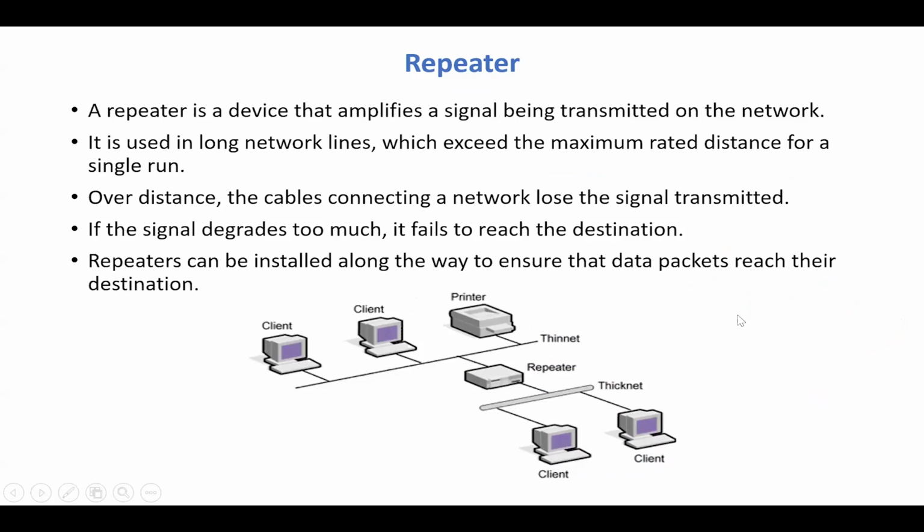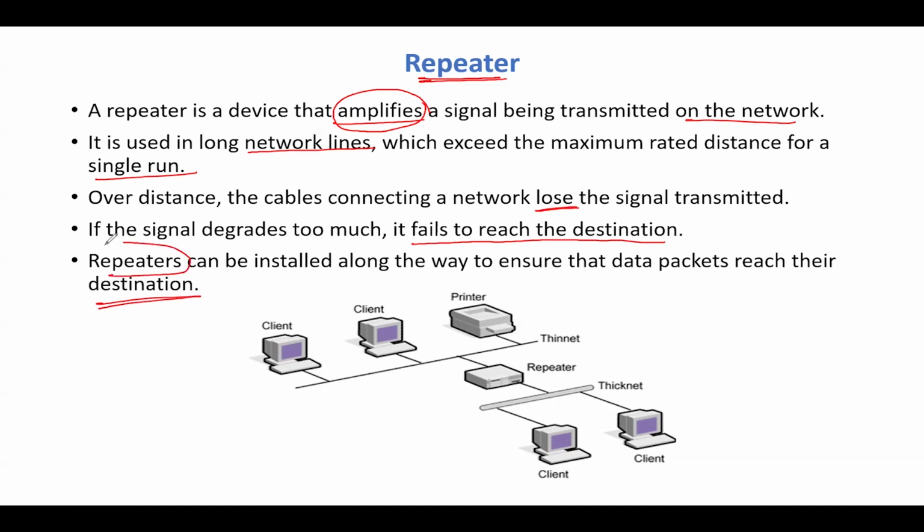Next, we have the repeater. So a repeater is a device that amplifies a signal being transmitted on the network. Amplifying is nothing but whenever a signal becomes weak, we are going to resend it or make it strong. So it is used in long network lines which exceed the maximum rated distance for a single run. Over a distance, the cable connecting a network loses the signal transmitted. If the signal degrades too much, it fails to reach the destination. So repeaters can be installed along the way to ensure that the packets reach their destination.